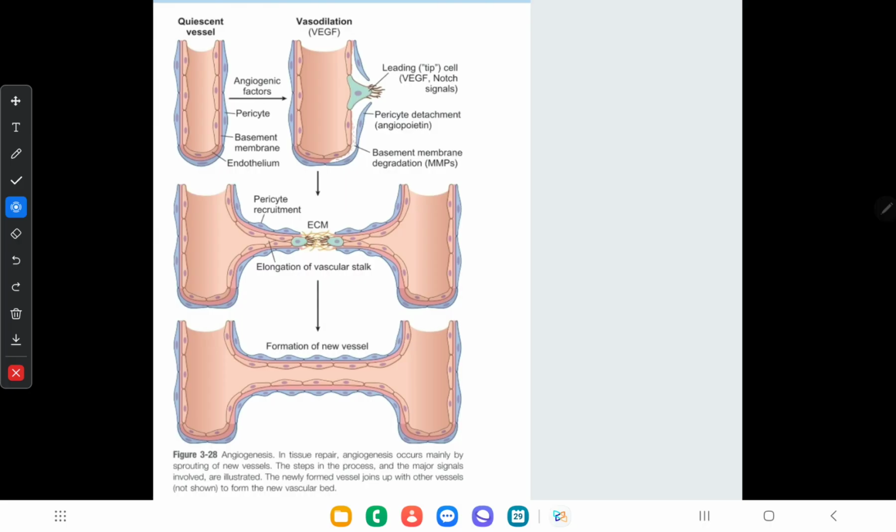Here you can see the angiogenesis process. Here is a normal blood vessel. By the angiogenic factors, vasodilation occurs, and also you can see these are the pericytes, this outer line, and those pericytes are separated. After the endothelial cells migrate to the site of injury, there is proliferation of endothelial cells, and finally you can see the formation of a new vessel.